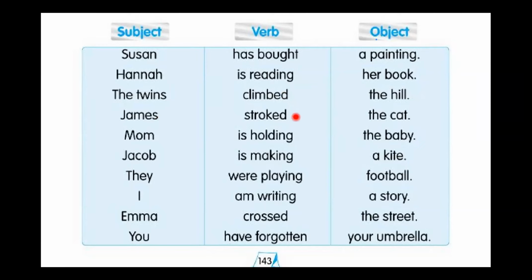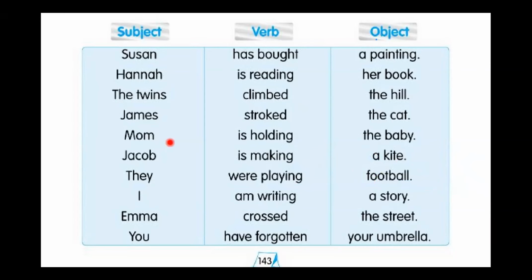James stroked the cat. What is stroking? जब आप सहलाते हैं cat को, when you pet the cat, that is also called petting. Caress भी आप कहते हैं. So patting and all that is called stroking. Stroke मतलब आप जब cat को ऐसे सहलाते हैं. So that is stroking the cat.